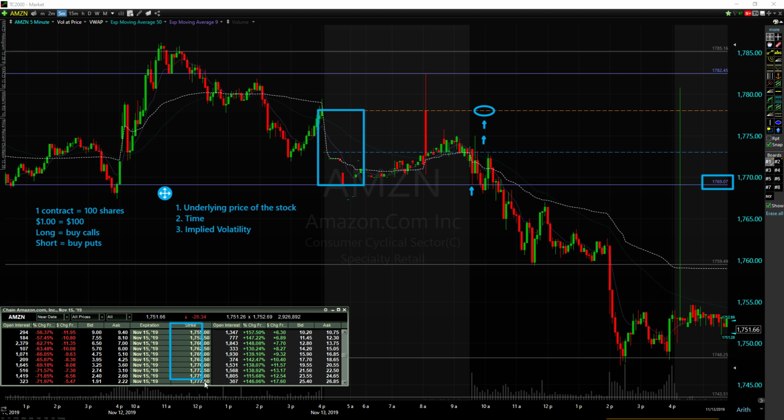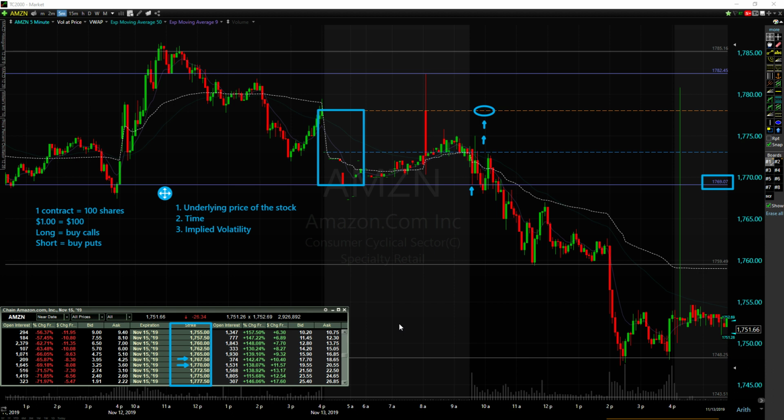So you look at your options chain and you'll see a list of strike prices. And this is simply the price of the underlying stock. And since I want to buy calls when Amazon hits 1769 support, I want to buy contracts that are relatively close to that strike price. So if we look at our strike prices, we can see that the ones that are closest are 1767.50 and 1770.